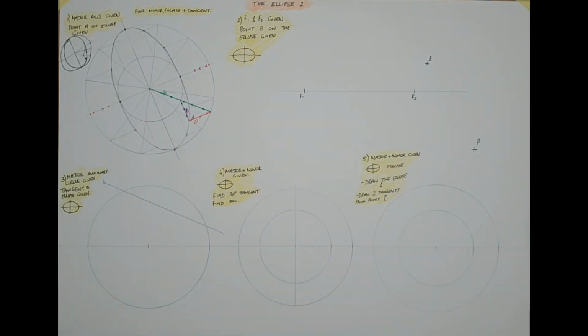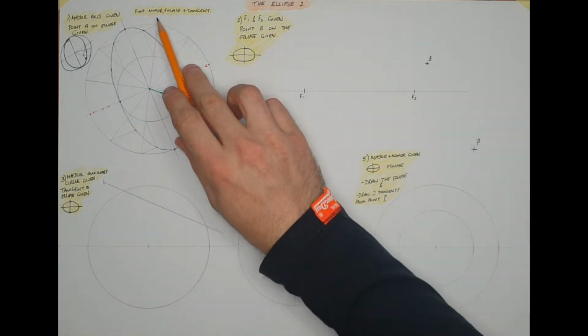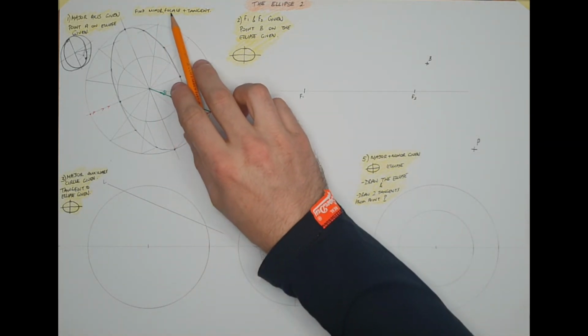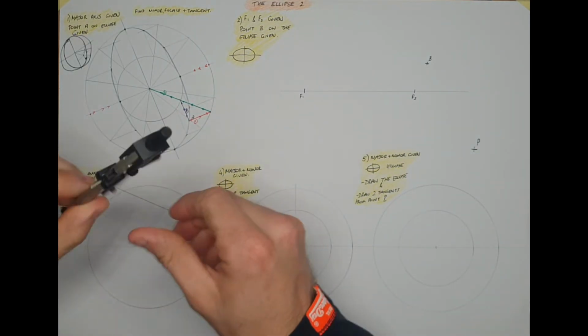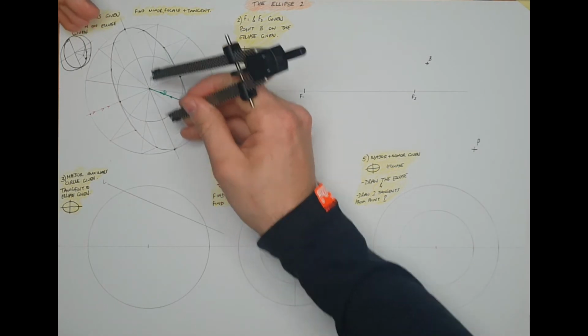There we go. Now what I did say is I'd like to find the minor axis, the focal points and the tangent on this. So let's go ahead and find the focal points. First of all, minor axis is found, ellipse is obviously found.